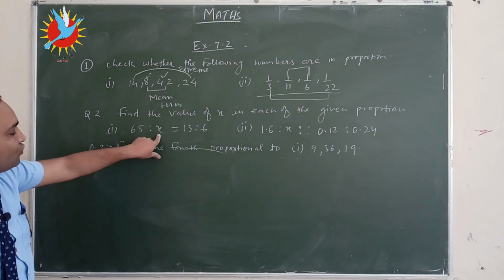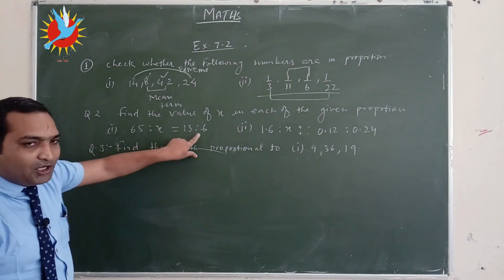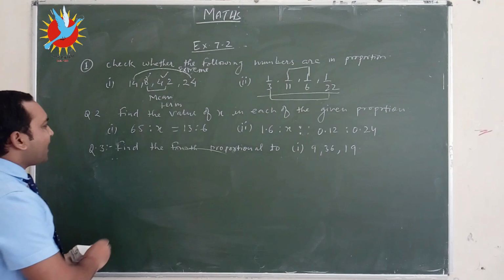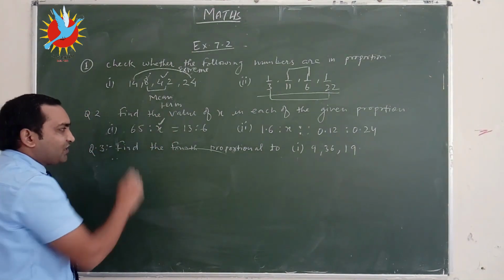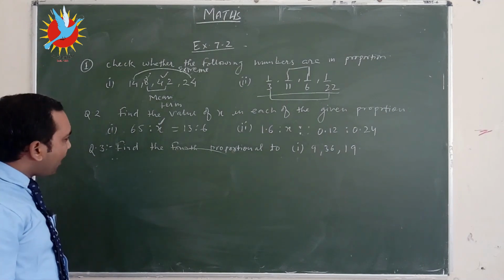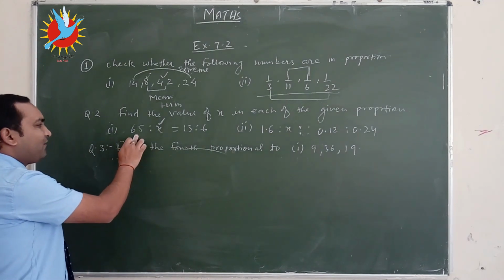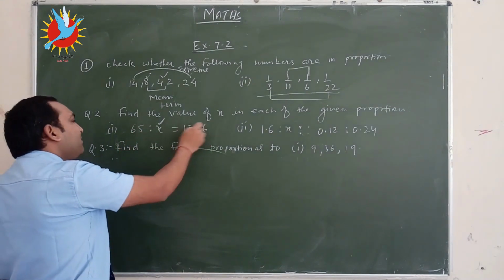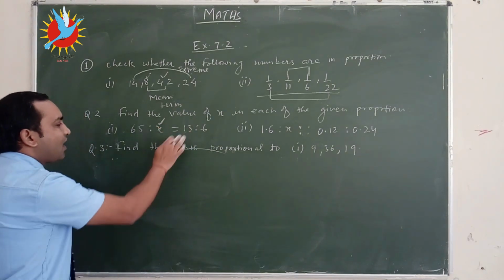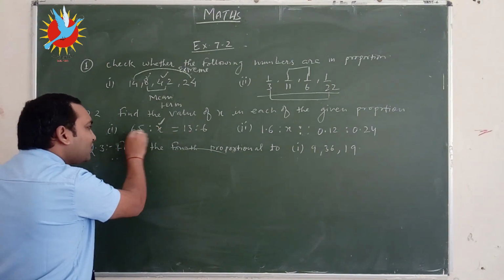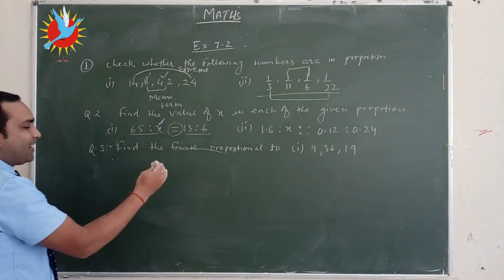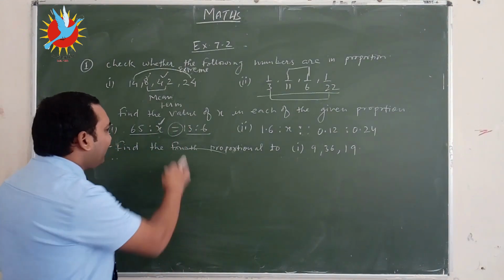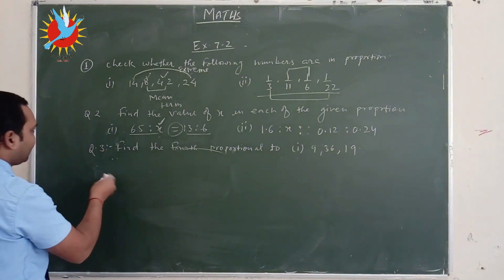65 is to x is equal to 13 is to 6. Here we have to find the value of the unknown quantity, which is x. So how can we find it? Either we find it by the product of extremes equal to the product of means, or we convert the ratio into a fraction, and this is the equality sign. So by cross multiplication we can find the value of x.